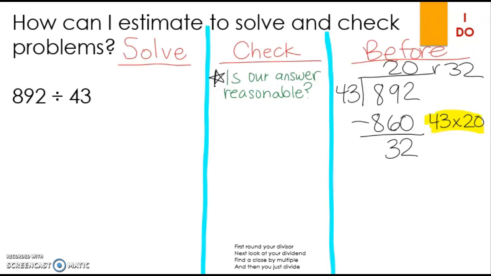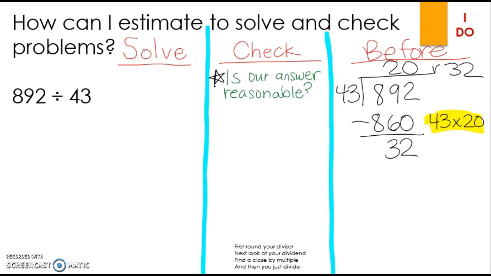Da-na-na-na, da-na-na-na, da-na-na-na, da-na-na-na. First round your divisor, next look at your dividend, find a close by multiple, and then you just divide. Da-na-na-na, da-na-na-na, da-na-na-na.